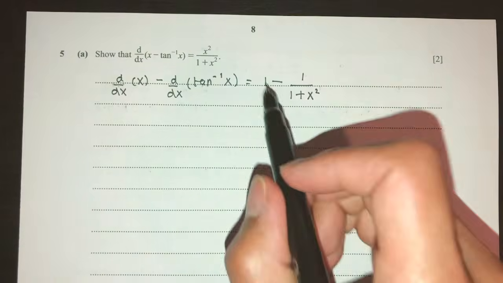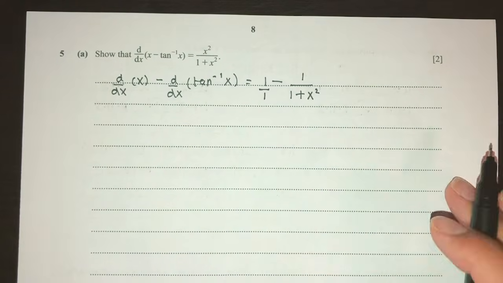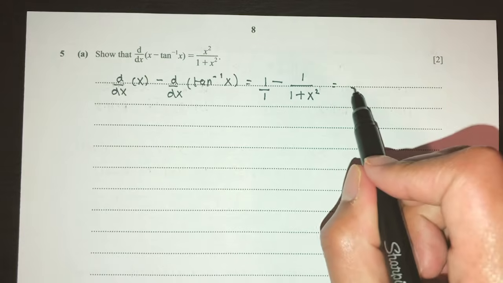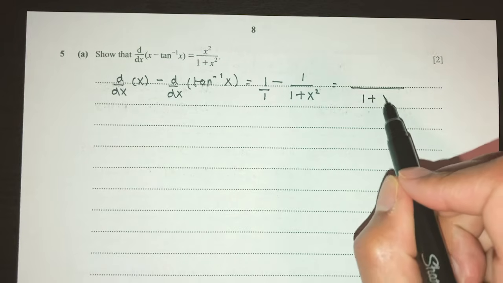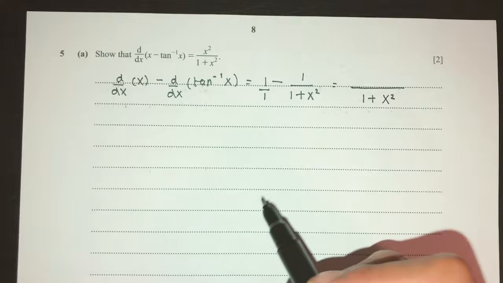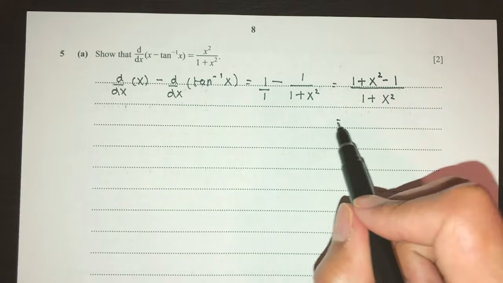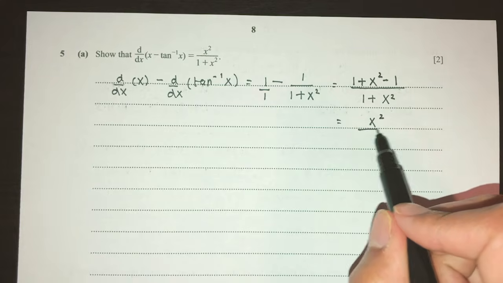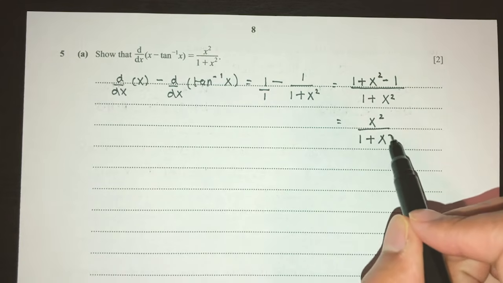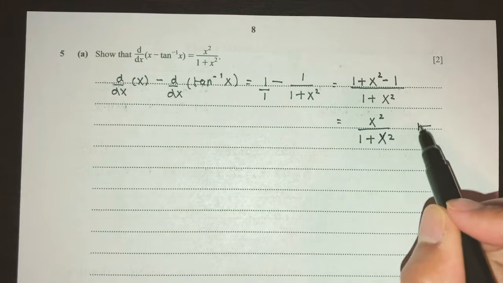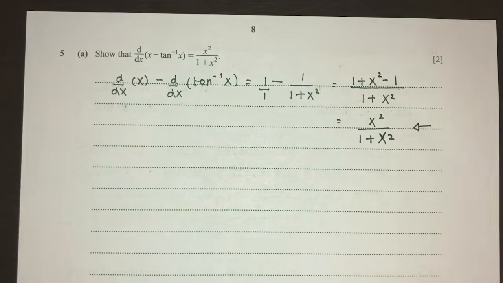Now we can simplify. As you can see, these two are just two fractions. You have the same base of 1 plus x squared. Then we can cross multiply. You will have 1 plus x squared minus 1. That will become x squared over 1 plus x squared. And this is your answer for this one, shown as required.